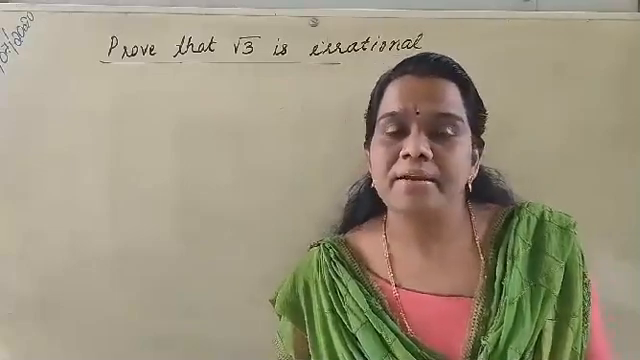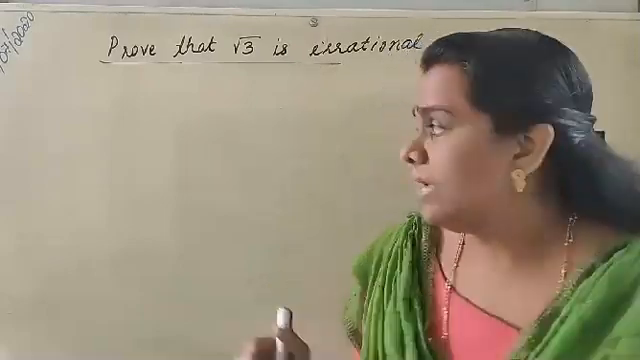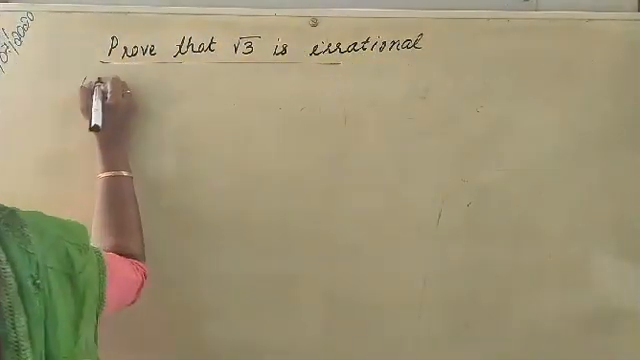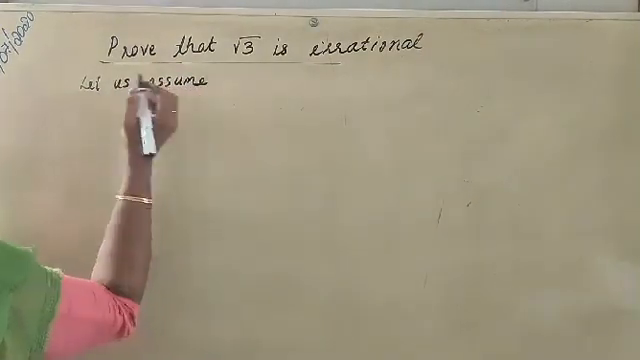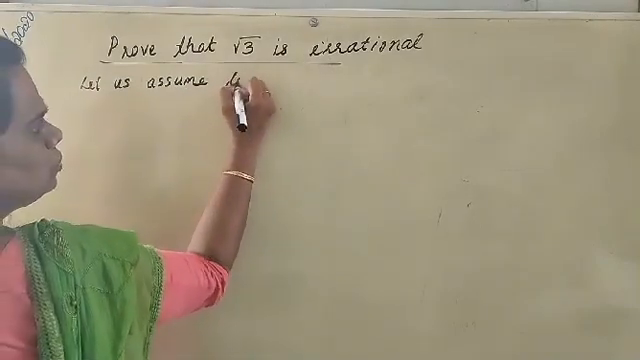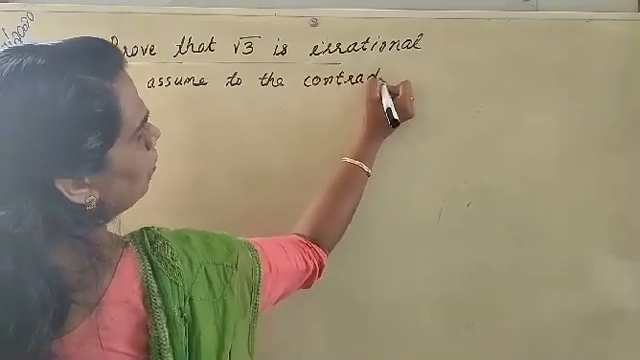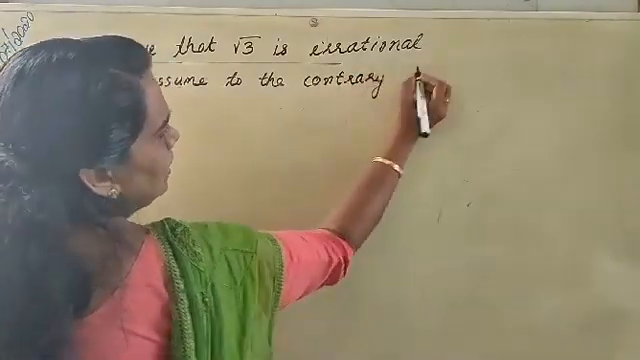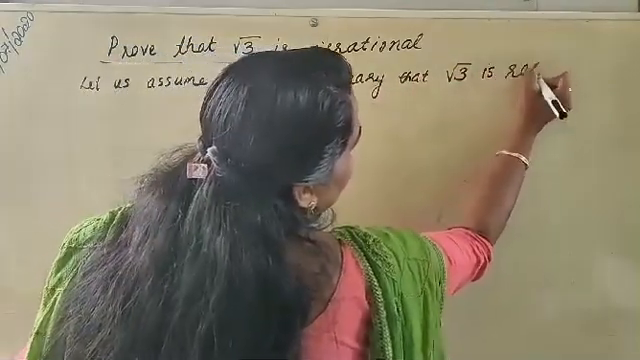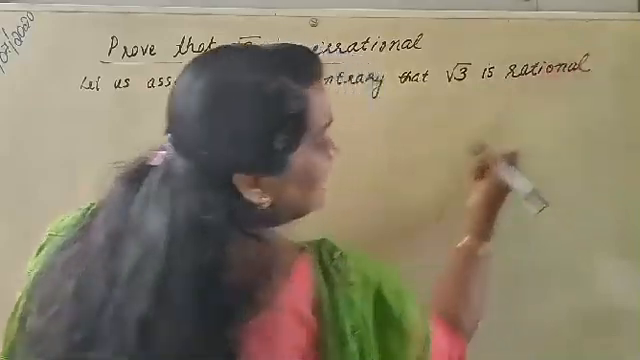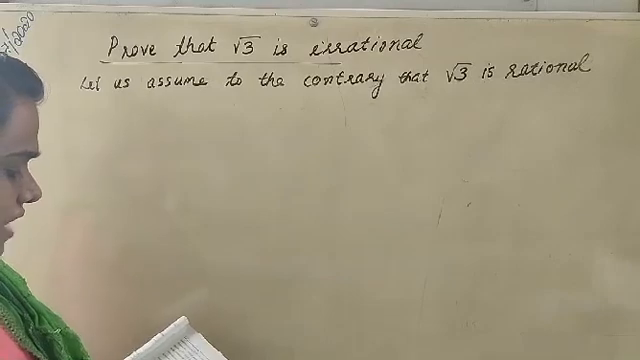We are using the method of contradiction. Okay, then what is the method of contradiction? Let us assume to the contrary. Contrary means opposite. Let us assume to the contrary that root 3 is a rational number.